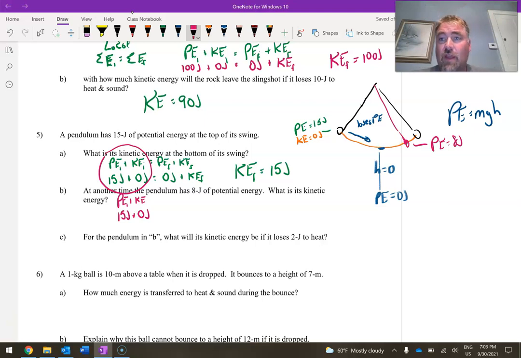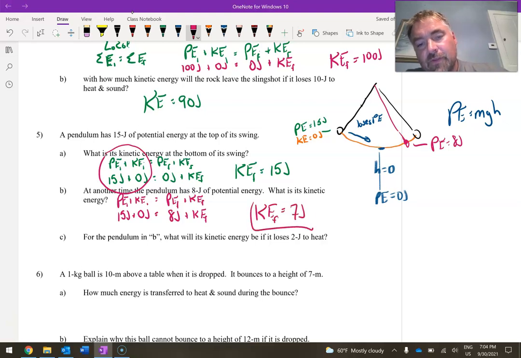So the total amount of energy we had in the system is 15 joules. That's going to equal my potential energy final plus the kinetic energy final. Now I'm using final loosely here. I'm going to say that's that part at that spot that we just located. But now it says that my potential energy there is 8 joules. So I can solve for my kinetic energy final: 15 plus 0 is equal to 8 plus my kinetic energy final, which must be 7 joules.